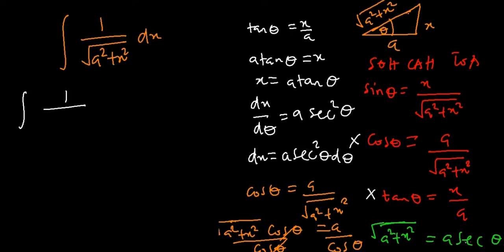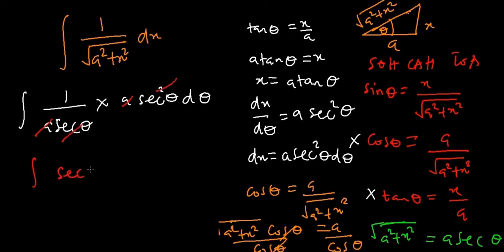Then we now have down to a sec theta. So let's write divided by a sec of theta times dx. You know dx is now equal to a times sec squared theta d theta, right? So now you can cancel out a, you can cancel out sec, and then we have the integral of sec theta d theta.